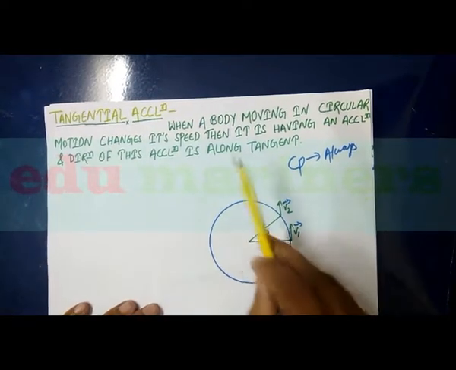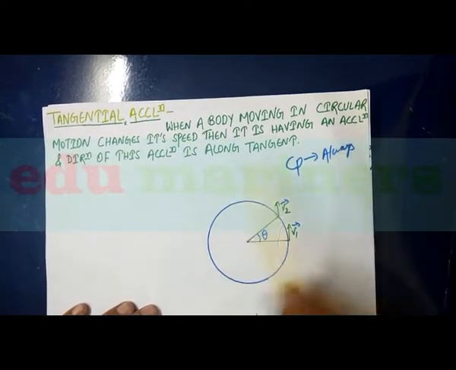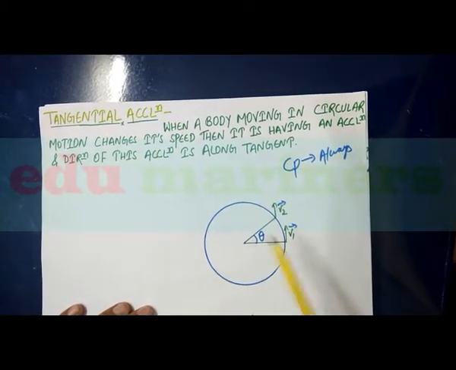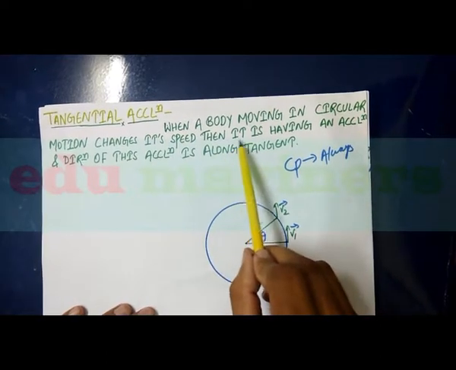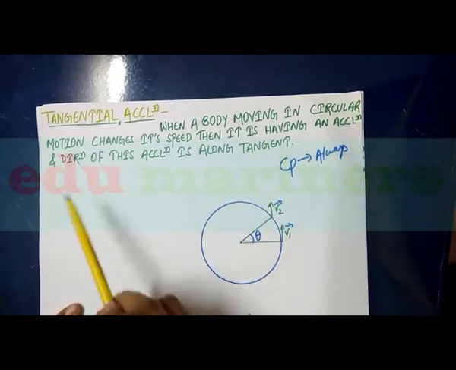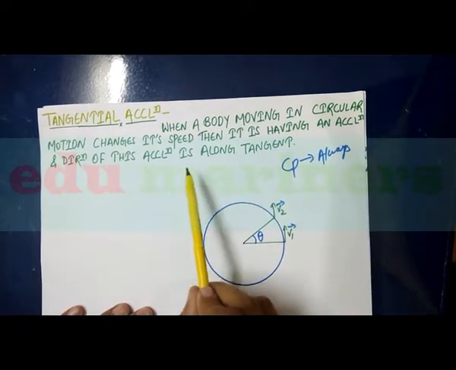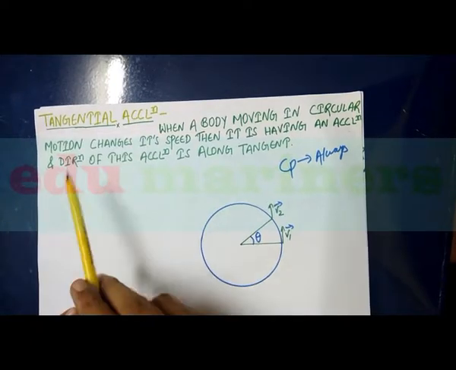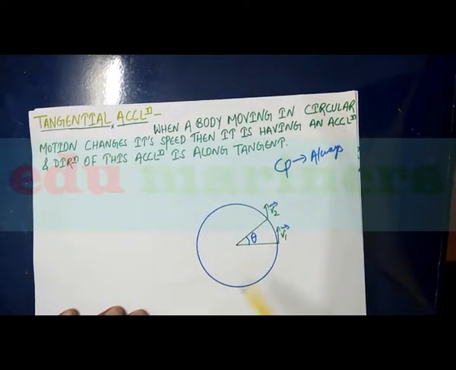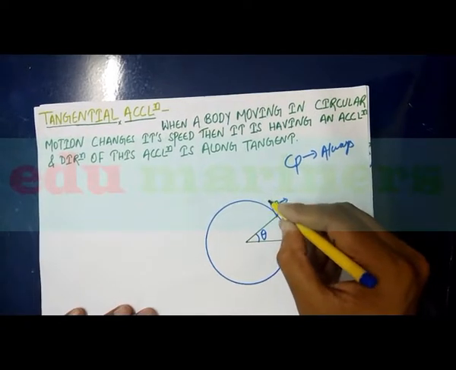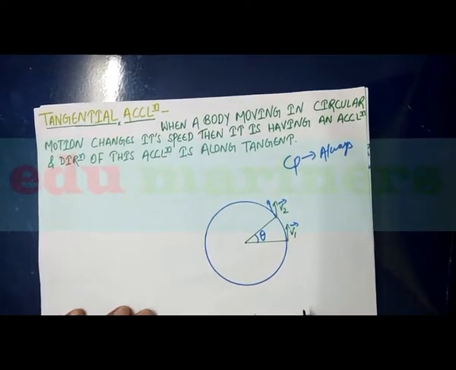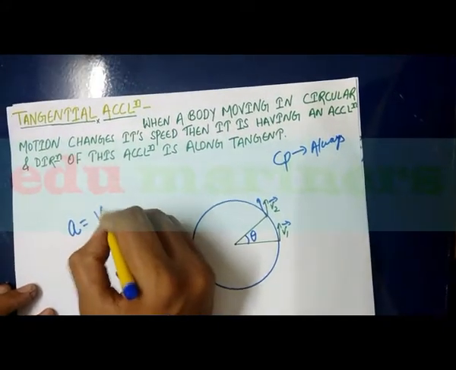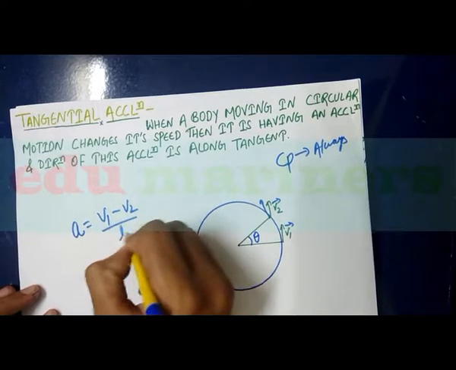It is defined as follows: when a body moving in circular motion changes its speed, that is, the velocity vectors V1 and V2 have different magnitudes, then it has an acceleration called tangential acceleration, and the direction of this acceleration is along the tangent, that is, at every point it will be along the tangent, right? This acceleration can be defined as V2 minus V1 by t, right?